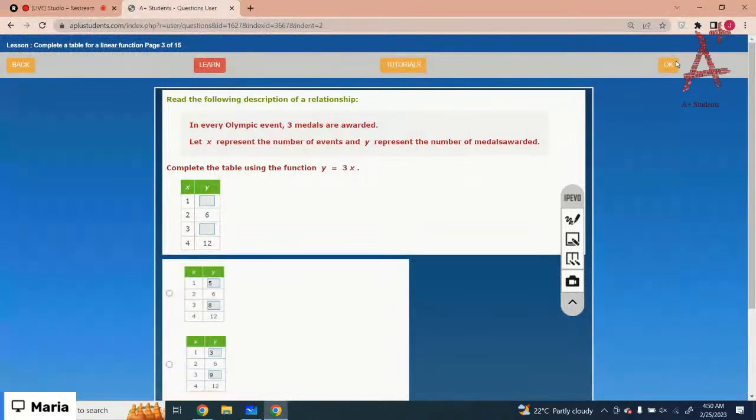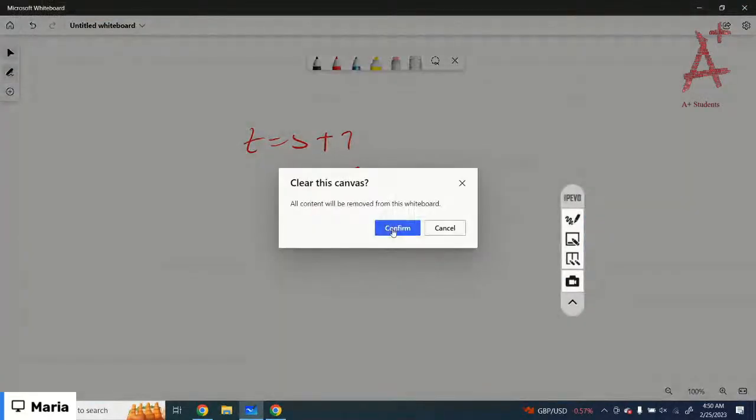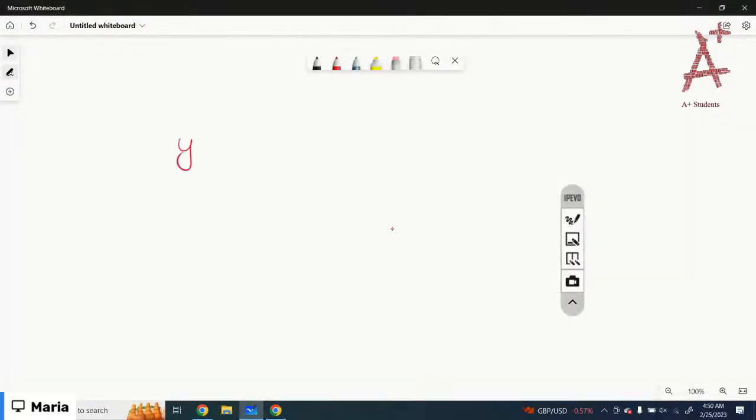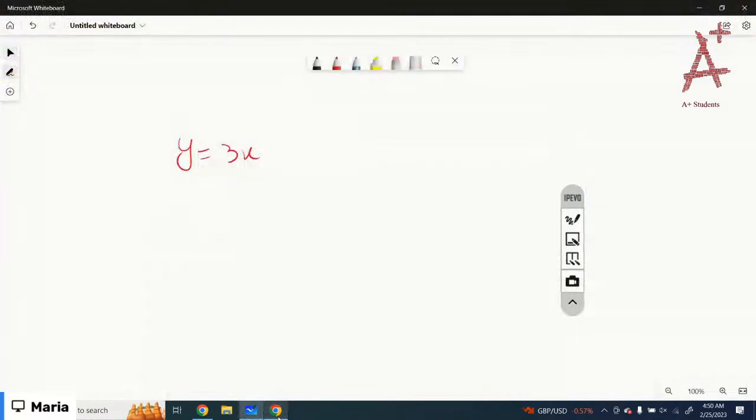Okay, in every Olympic event, three medals are awarded. Let X represent the number of events and Y represent the number of medals awarded. Complete the table using the function Y equals 3x. You have to calculate the missing values for x equals 1 and x equals 3.